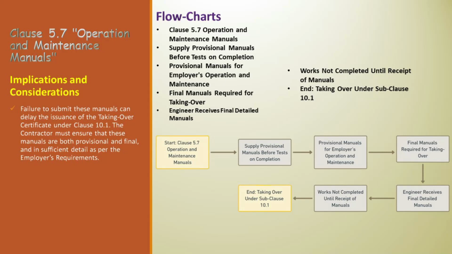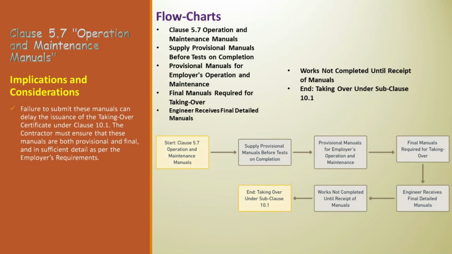For the works to be considered complete for the purpose of taking over, the contractor must provide final operation and maintenance manuals. Engineer receives final detailed manuals. The engineer must receive these final detailed manuals, which should meet the requirements specified in the employer's requirements. Works not completed until receipt of manuals.